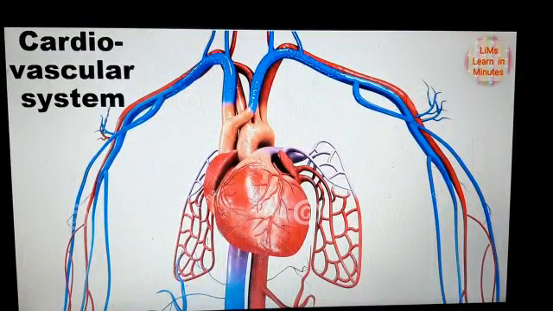Today we are going to study about the cardiovascular system part 3. In the previous part we have learned about the cardiac cycle, electrocardiogram, heart sounds, cardiac muscles, cardiac output, arterial pulse. So let's start cardiovascular system part 3.